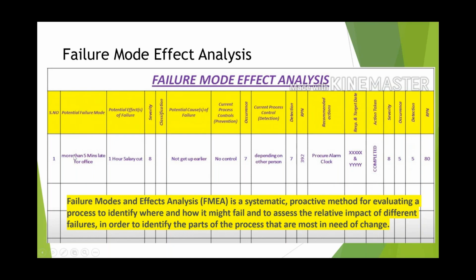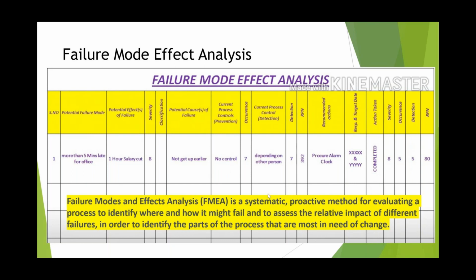So now we have the failure and the effect. In the analysis part of the failure mode effect analysis, we need to find the potential causes of the failure. So what is the cause? He is not getting up earlier. From the current process control perspective, that means there is no control; it's with the person, he should have that ability, and it's not controllable. If he is sleeping, he will be sleeping. So this is one cause.